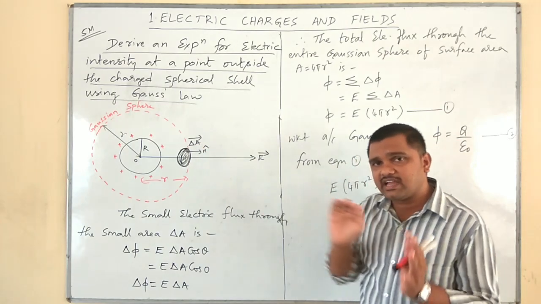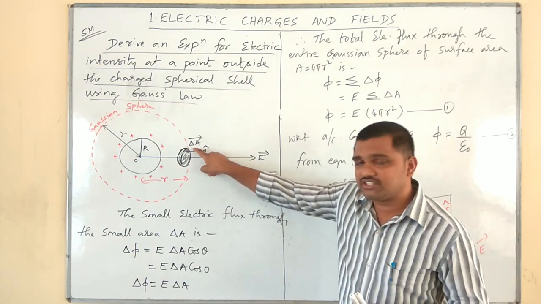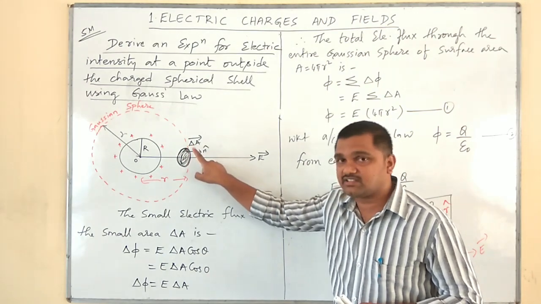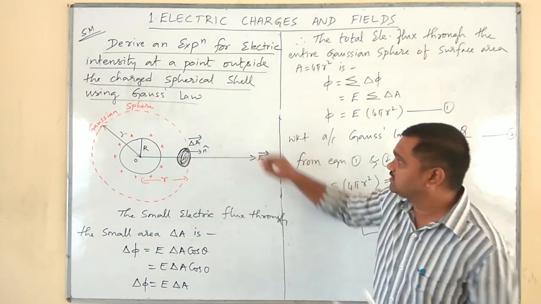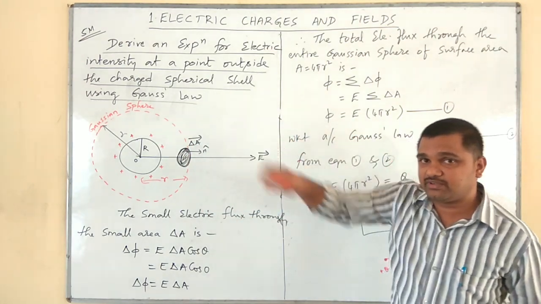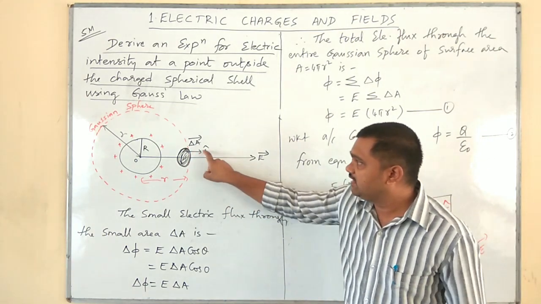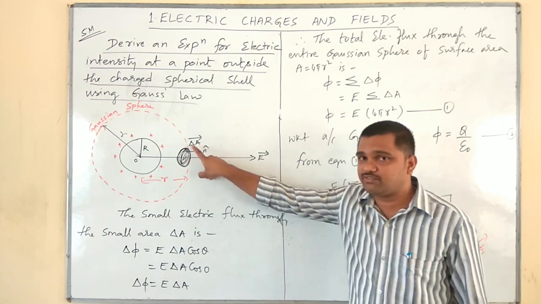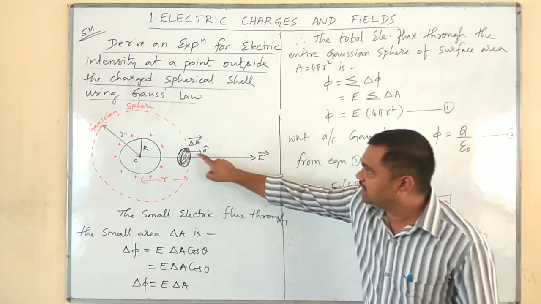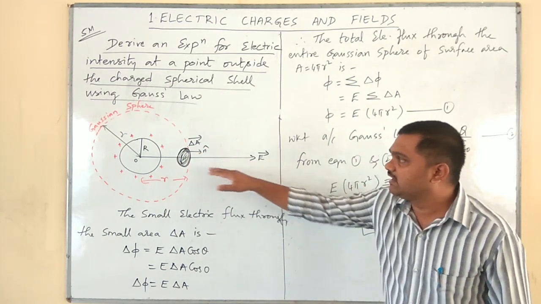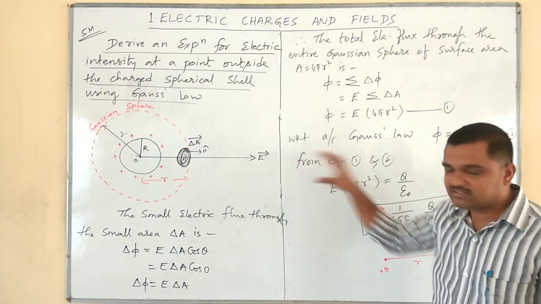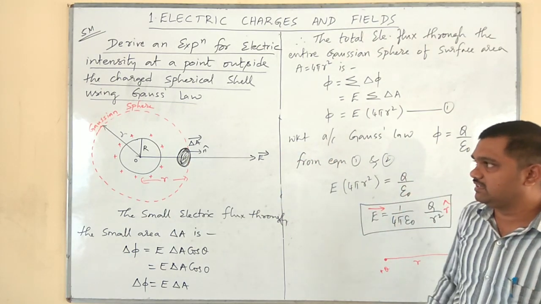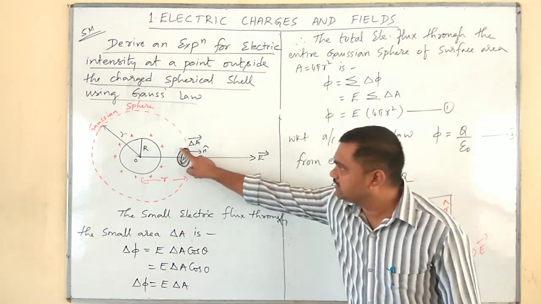Since small area is a vector quantity, its direction is normal to that surface. If this board is a surface, then it will be the direction of its area vector. Therefore, n is the unit vector which represents the direction of area vector. Here, both area vector and electric intensity vector are along the same direction. They are parallel to each other. The second rule I am following in this way.